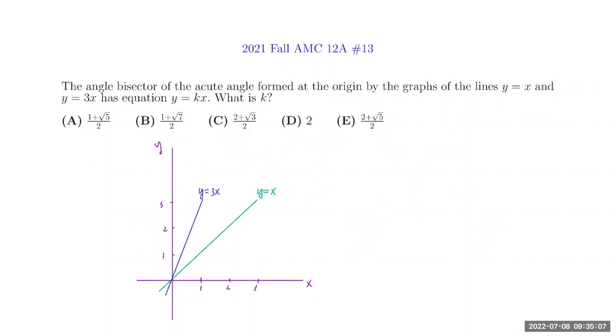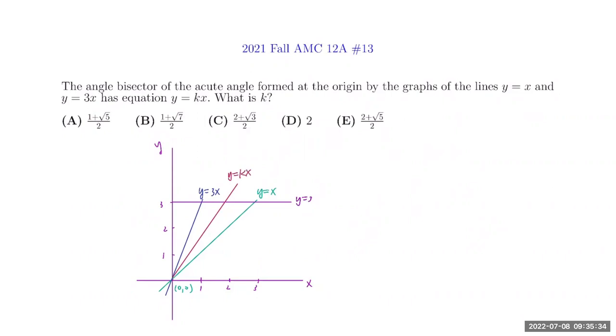We have the two lines starting at the origin, labeled as 0, 0. Let us draw a horizontal line, y equals 3. And let's draw the equation y equals kx, such that it is the angle bisector of this angle formed here. So this is y equals kx.